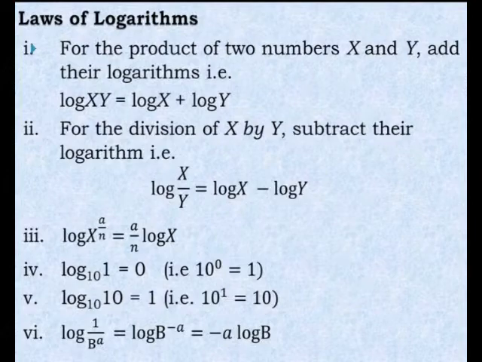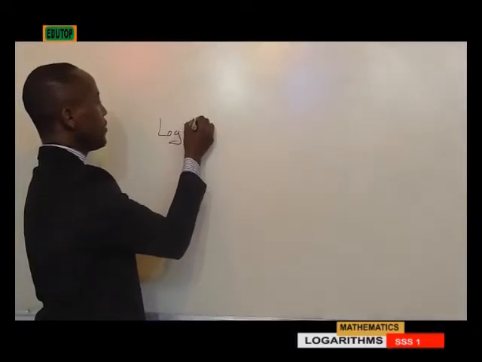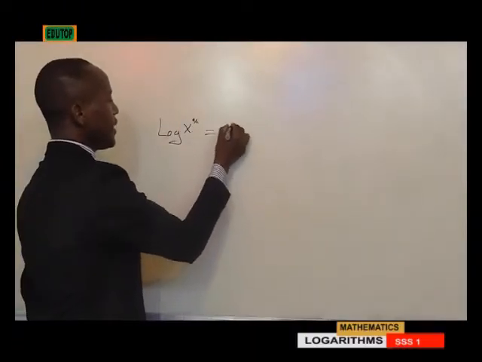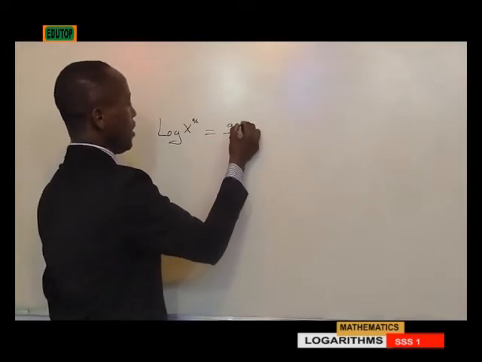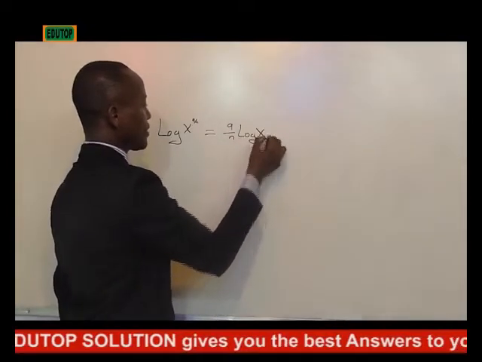Second law, for the division of x by y, subtract their logarithm. That's when we have log x over y, that is equal to log x minus log y. The third law, log x raised to power a all over n, is equal to a all over n log x. That is, when we have log x raised to power a all over n, it's the same thing as a all over n log x.